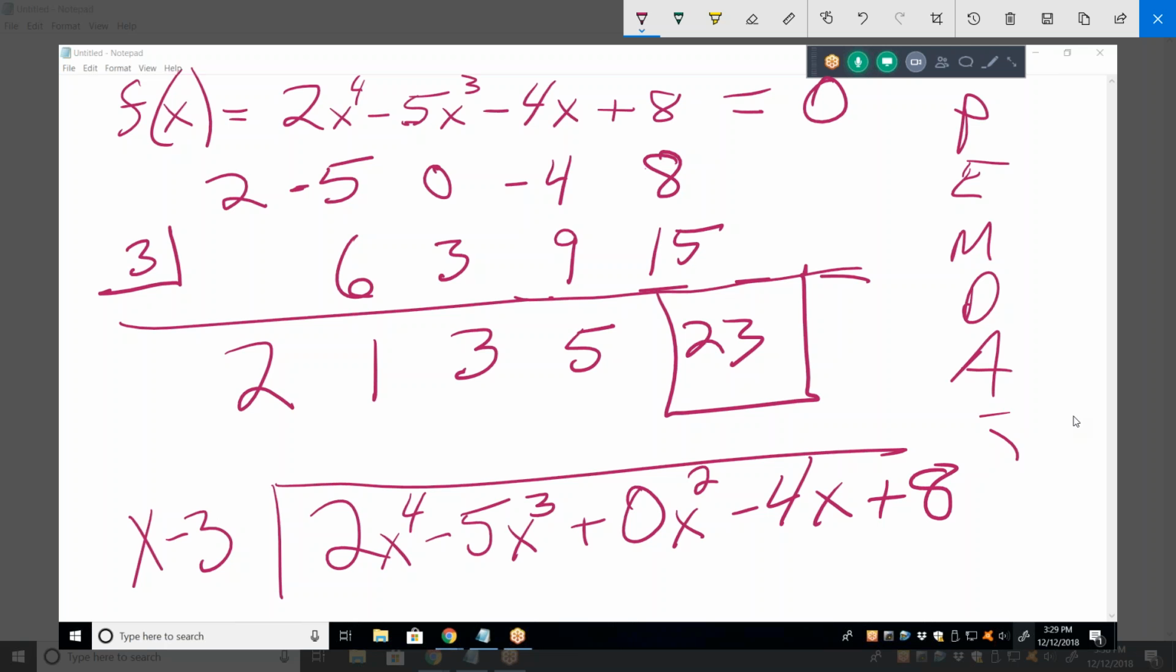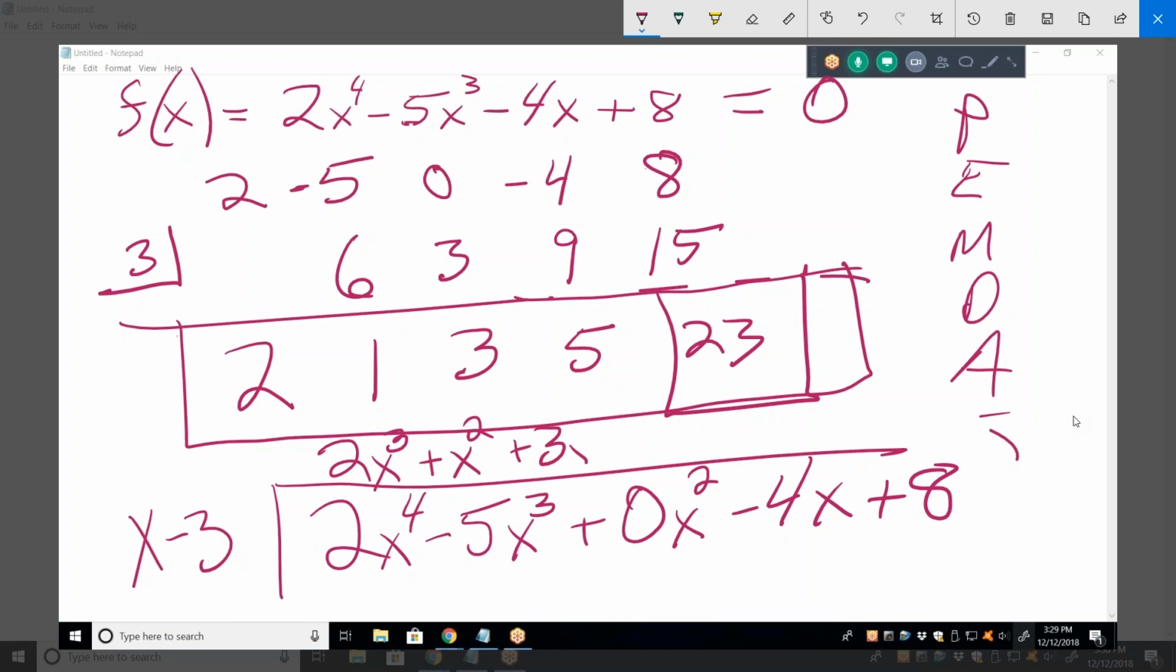Let me point one other thing out. These set of numbers you get down here, that is the quotient. In other words, my quotient is 2x cubed plus x squared plus 3x plus 5 with a remainder of 23 over x minus 3. And I don't need to use r. I can just say plus.